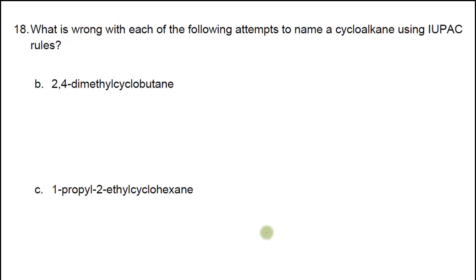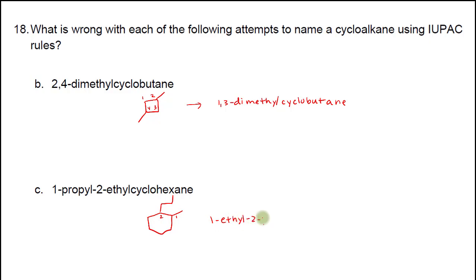All right, some more naming. Cyclobutane with 2,4-dimethyl. This should be 1,3-dimethyl. And then cyclohexane, we have 1 propyl, which is 3 carbons, 2 ethyl. And this one will just be an alphabetical thing, so we're going to renumber it. So it becomes 1 ethyl, 2 propyl, cyclohexane.